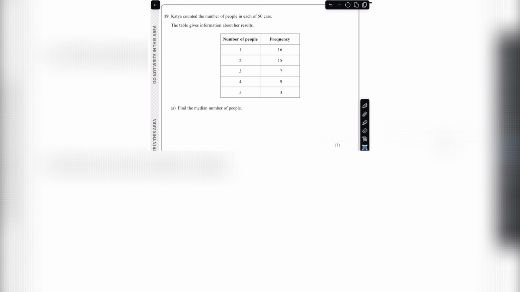In question 19, we are told that Katia counted the number of people in each of 50 cars. The table gives information about her results. In the first part of this question, we are told to find the median number of people. The median number of people can simply be obtained by dividing the total number of people, which is n, by 2, and in this case that will simply be 50 divided by 2. And that gives us a value of 25. So the value of 25 will lie in the second row, so the median number of people is 2.